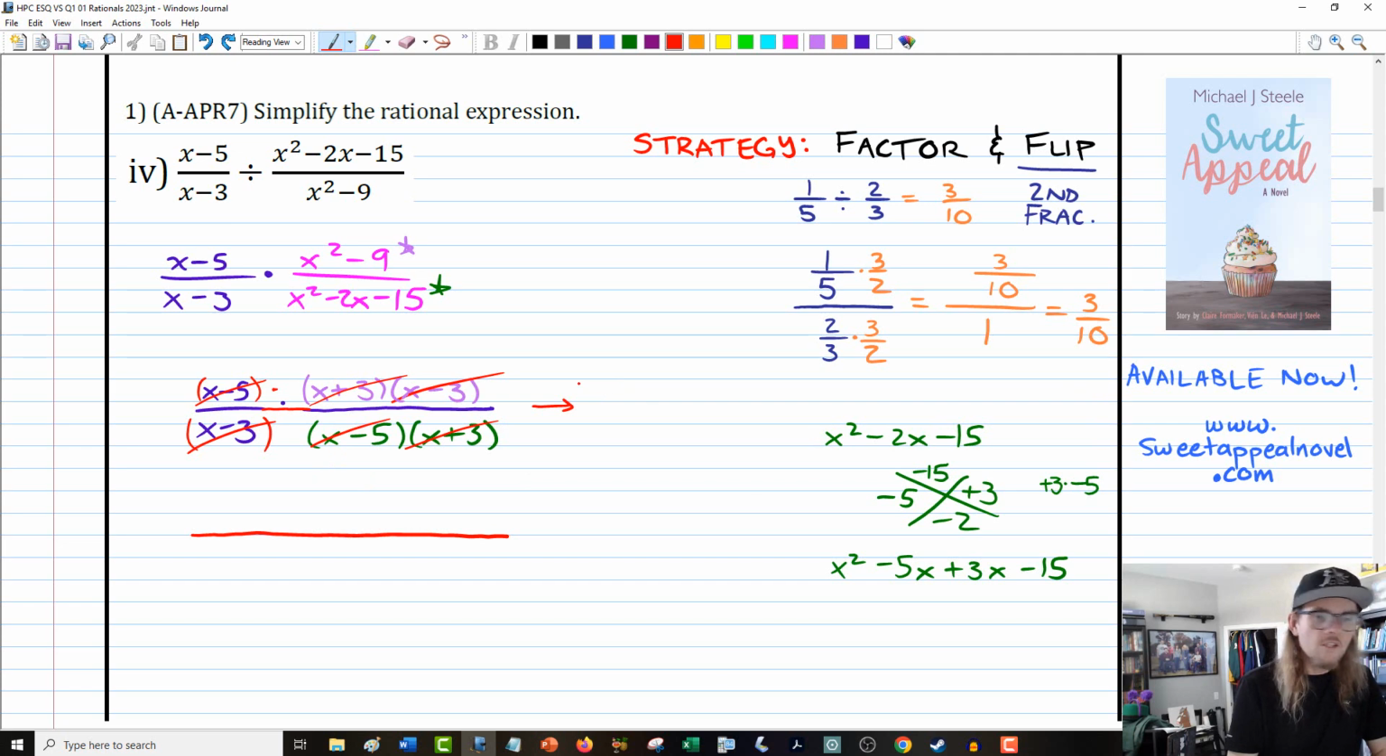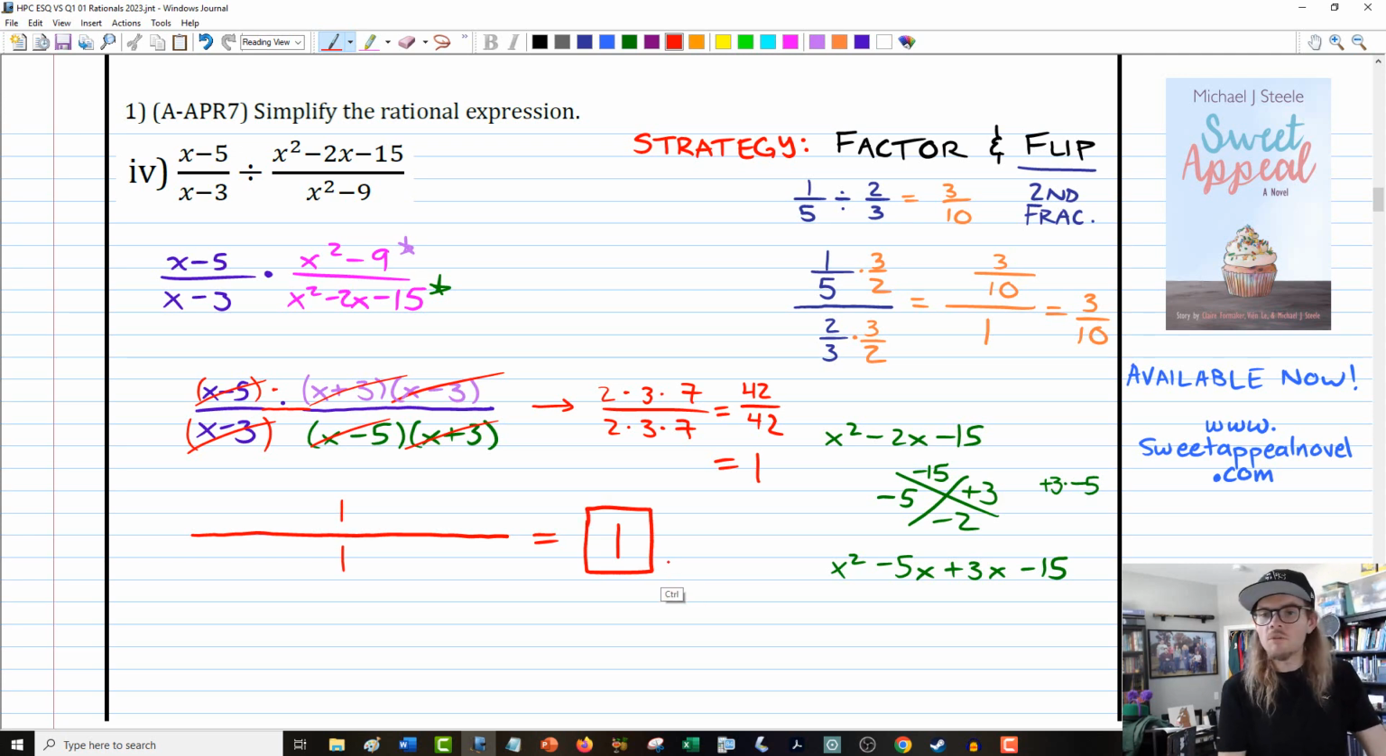Imagine, for instance, that these weren't x minus 5s and x plus 3s, but you had 2 times 3 times 7 divided by 2 times 3 times 7. Well, what is that? That's the same thing as 42 over 42, which of course equals 1. That's exactly what we have left over here. So while I left a lot of space, we've essentially calculated 1 divided by 1, which is equal to 1. So this is actually just equal to 1. For all that division work, it turns out the answer was 1, which is so clean and simple, I would say that truly we won.